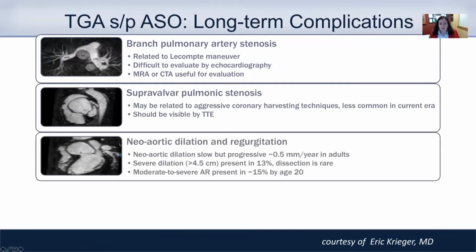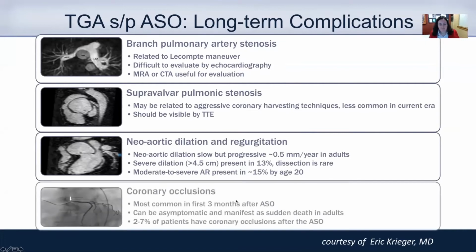Many patients after the arterial switch procedure are going to get neo-aortic root dilation and regurgitation. We know cardiac MR does a good job evaluating our aortic structures, and we're able to quantify that aortic regurgitation, which thankfully is only severe in about 15% of patients as they reach adulthood.